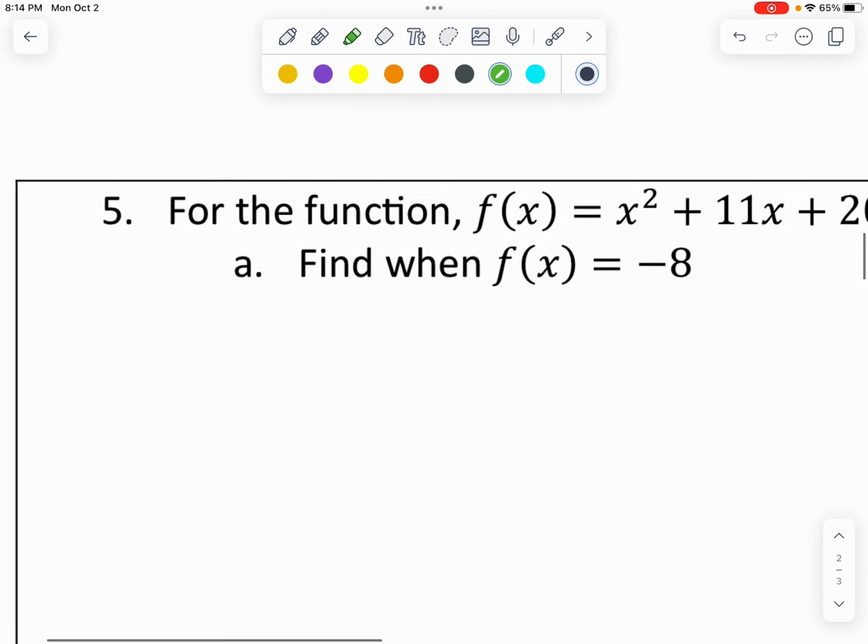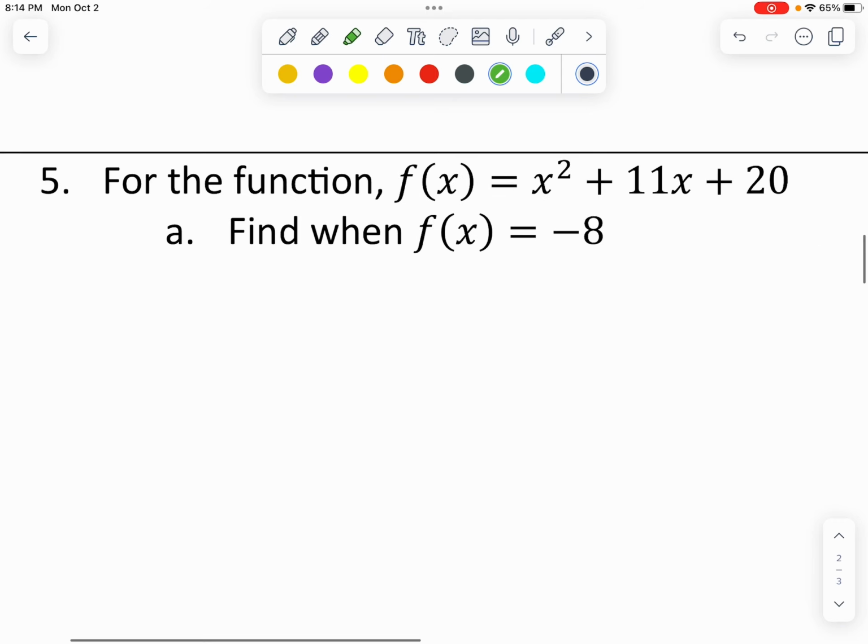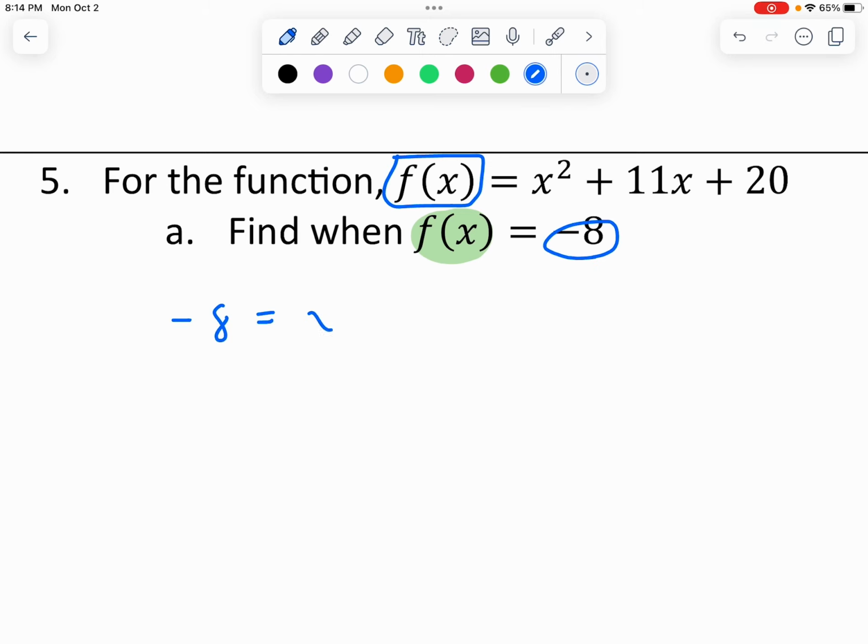Number 5, for this function, find x when f of x is equal to negative 8. So you see this f of x I'm putting in a blue box? We're going to make it negative 8. So we're going to write negative 8 equals x squared plus 11x plus 20. And what are we going to do with that? Add negative 8.